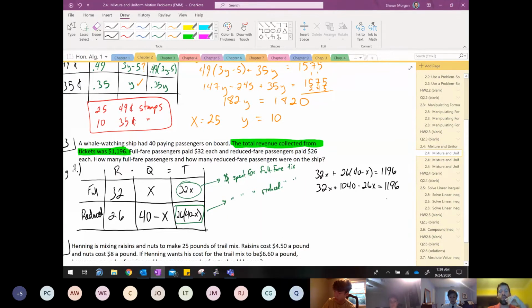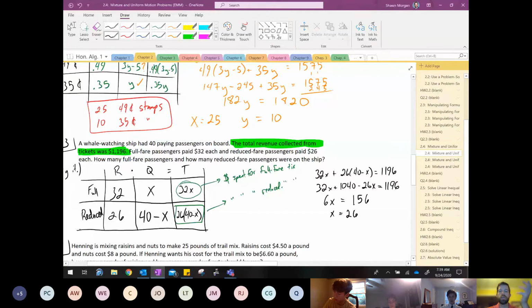32x plus 26x equals 58x. That is a true statement. However, we're not adding here. 32x minus 26x equals 6x. Beautiful, 6x. And I'm going to go ahead and subtract 1040 from both sides as well, if you guys don't mind. And we'll get 156. Okay, so we combined our like terms. We subtracted 1040 from both sides. Last step would be to divide both sides by 6. Okay, so x equals 26.